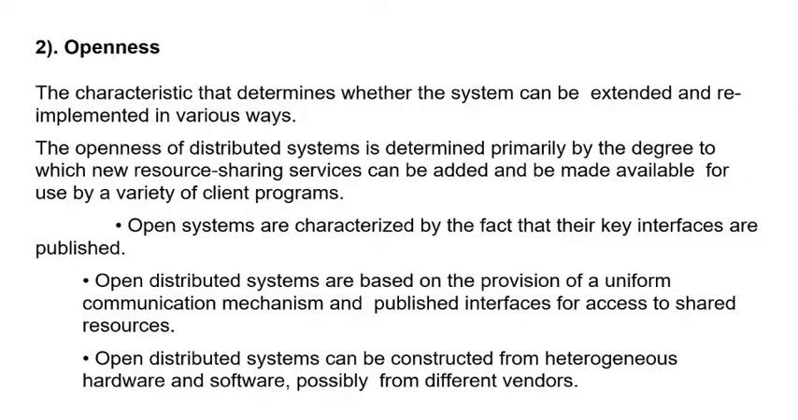Open systems are characterized by the fact that the key interfaces are published. Open distributed systems are based on the provision of a uniform communication mechanism and published interfaces to access shared resources. An open distributed system can be constructed from heterogeneous hardware and software, possibly from different vendors. So that is why openness is an important aspect.